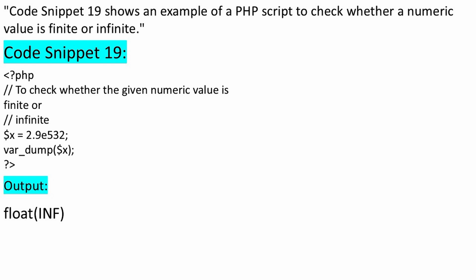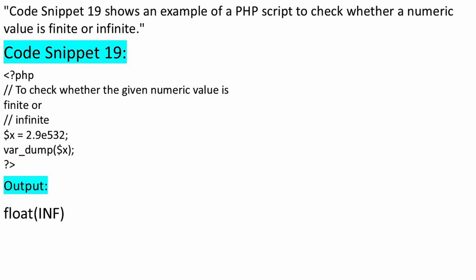PHP. The snippet assigns the number 2.9E532 to a variable and prints it with var_dump. In plain terms, 2.9E532 means 2.9 times 10 to the power of 532, an astronomically large value. PHP stores floating point numbers using the platform's native double precision format, and that format has an upper limit. When you try to store a number larger than that limit, PHP cannot represent it as a normal finite float.